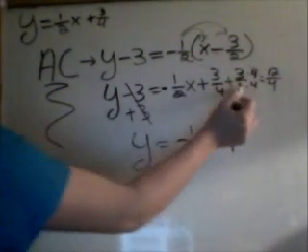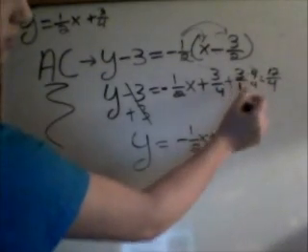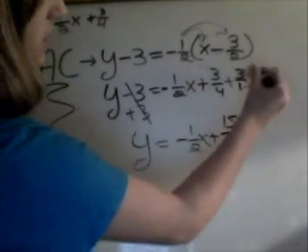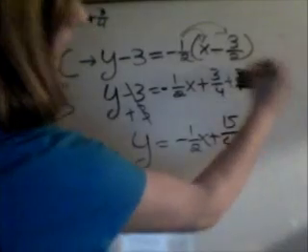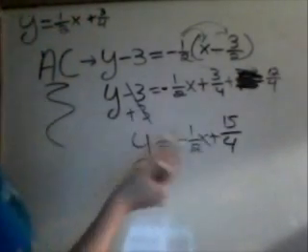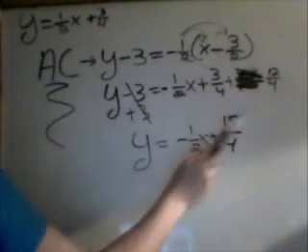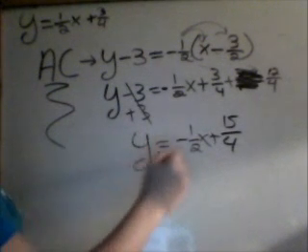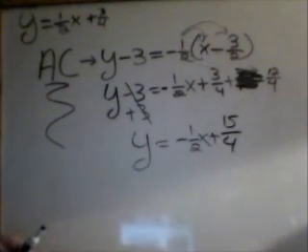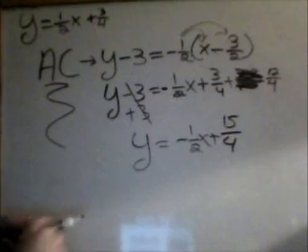You're going to add 3 over 1, but then you need to make these the same, so you times them both by 4. Therefore, this all goes away, and you'll have plus 12/4. Well, then when you do 3/4 plus 12/4, you get 15/4, so you'll have y equals negative 1/2 x plus 15/4 as your second equation.